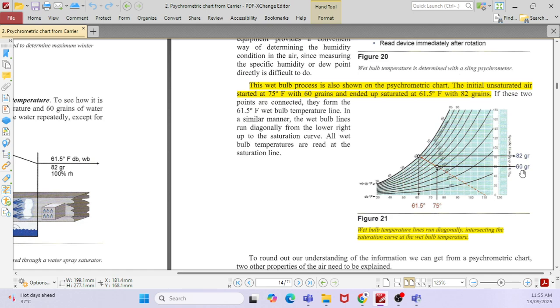The amount of water vapor is very little by weight, so that is why it is in grains. We will not say pounds or kilograms. We cannot see the water vapor in the air, it is very, very minute, so we calculate in grains. What is a grain? 7,000 grains is nothing but 1 pound. So that calculates how many particles, in grains.